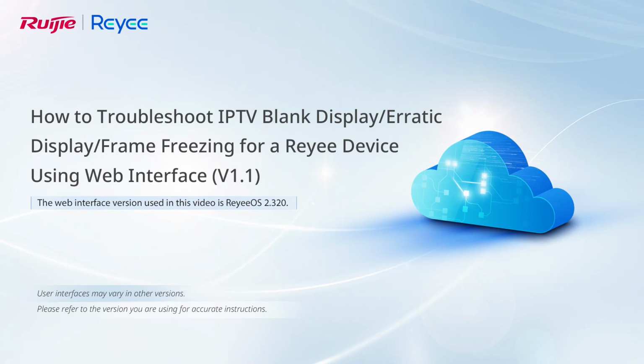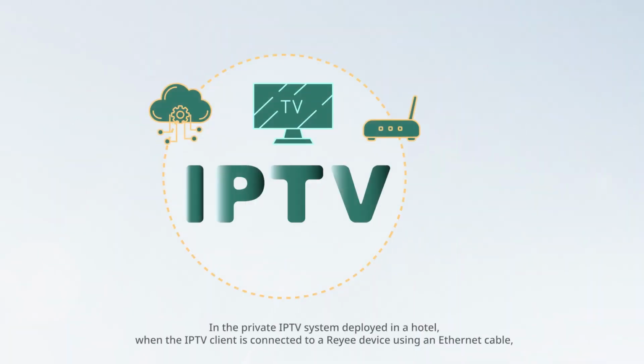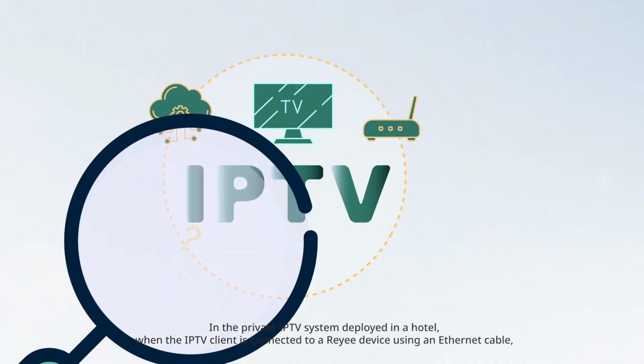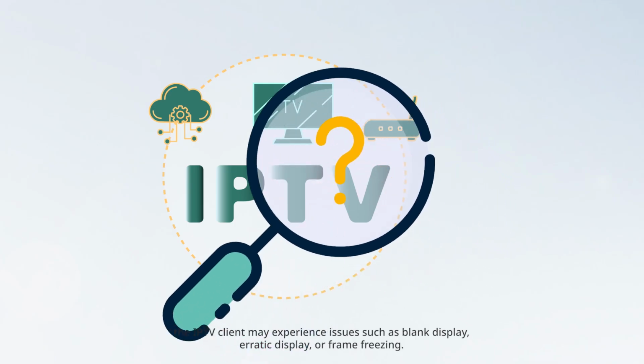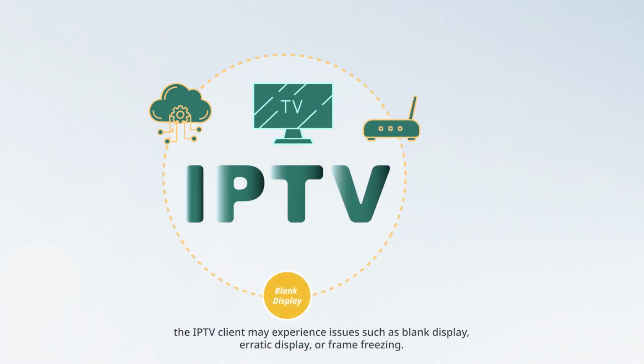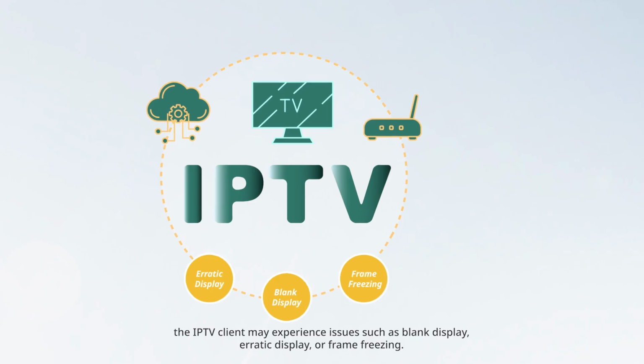How to troubleshoot IPTV blank display, erratic display, and frame freezing. In the private IPTV system deployed in a hotel, when the IPTV client is connected to a Reyee device using an Ethernet cable, the IPTV client may experience issues such as blank display, erratic display, or frame freezing.